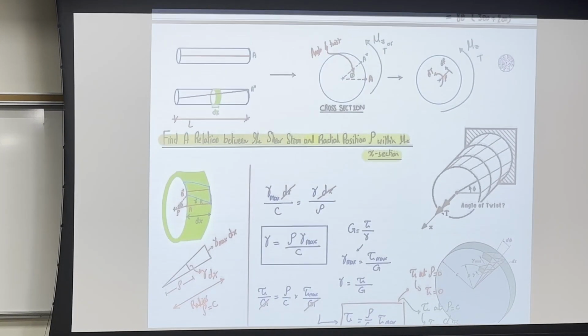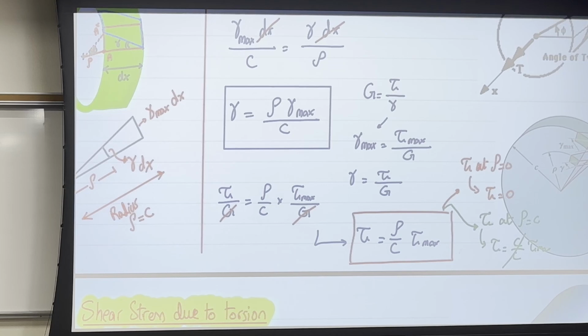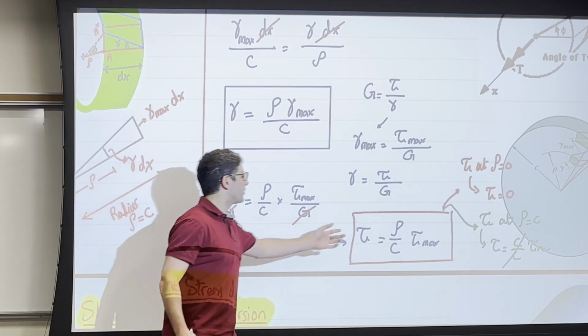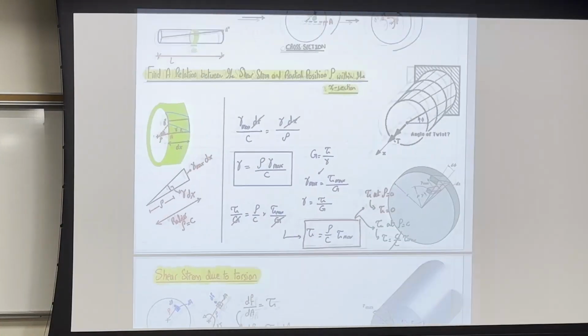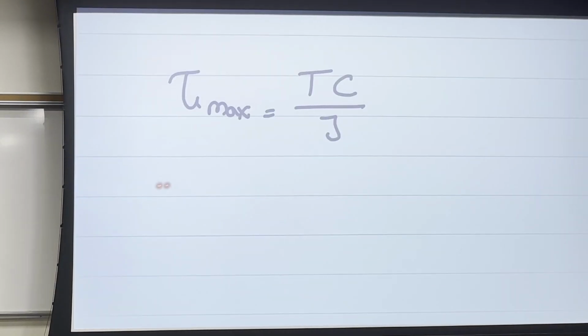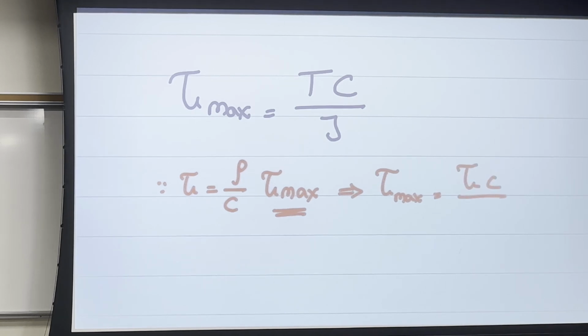From the integration, we said that tau max is equal to torque times c, which is the radius, over J. But remember, before we derived this equation, we had a relation between tau, which is the shear at any point in the cross section, at any radial distance rho in the cross section. So I'm going to use this here. Since tau is equal to rho c over tau max, then tau max is equal to tau c over rho.